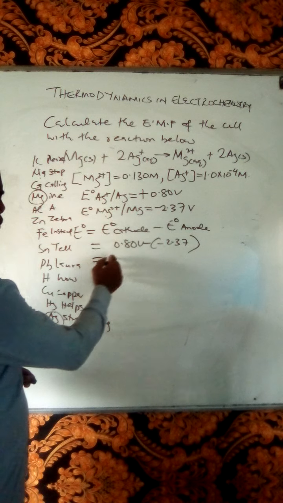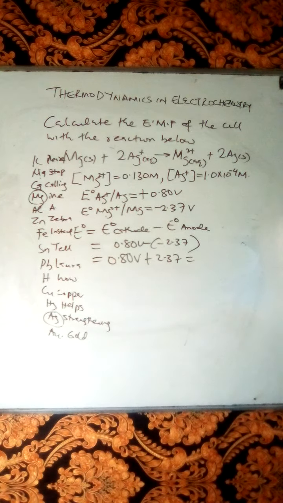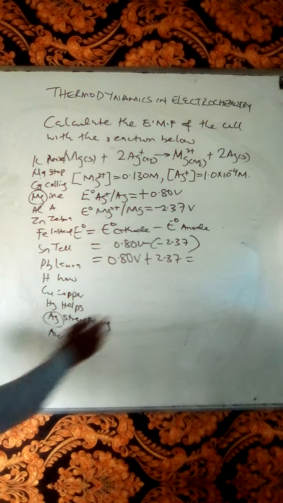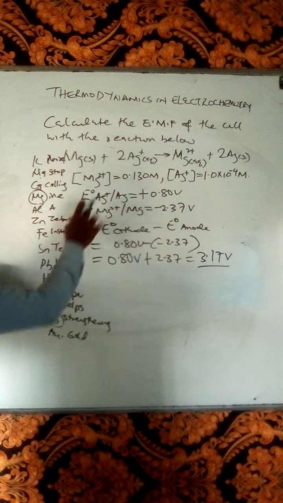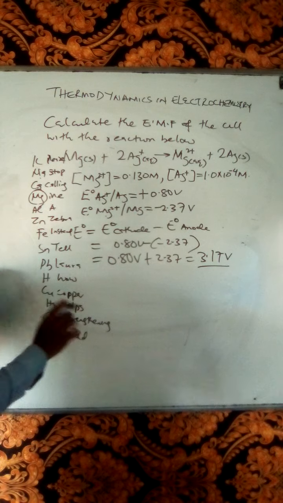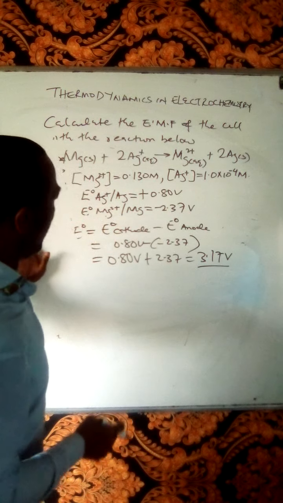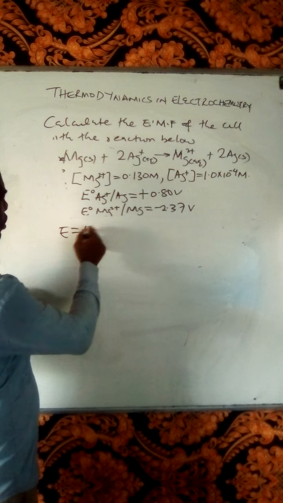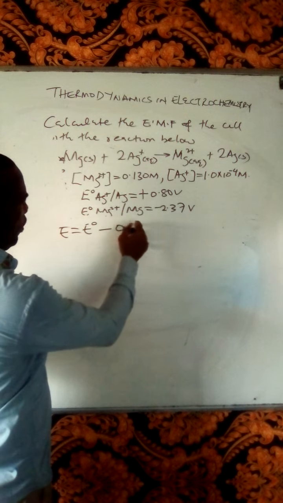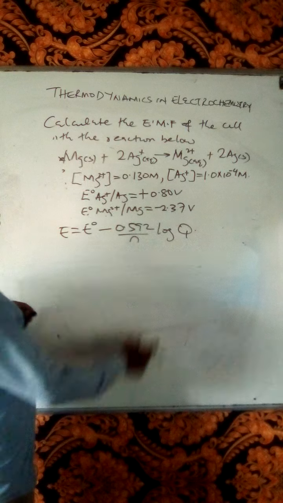Solving this, we have 0.80 plus 2.37. Using our calculator, the electropotential for the two half cells is 3.17 volts. So this is the standard cell potential for the cell when the two are coupled together, 3.17. Having gotten that, we can now go to our next equation, applying E equals E0 minus 0.592 over n log Q.